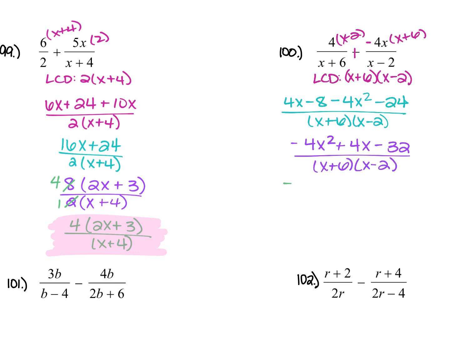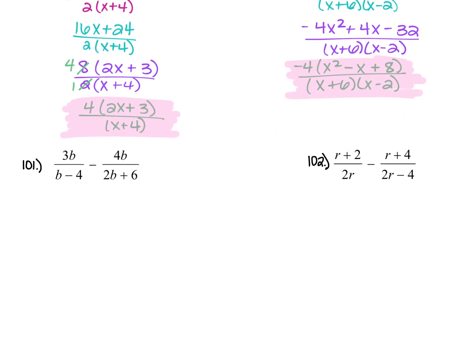Factor the top. You have a greatest common factor of negative 4, so that factors to be x squared minus x plus 8 all over x plus 6 times x minus 2. You cannot factor that numerator any further, so we're going to keep that as our answer.